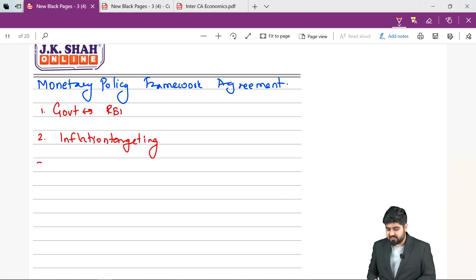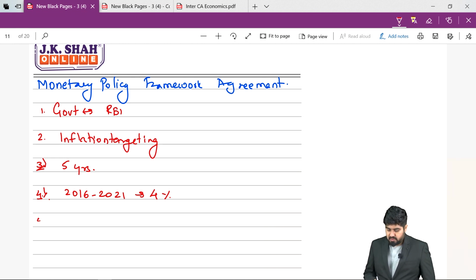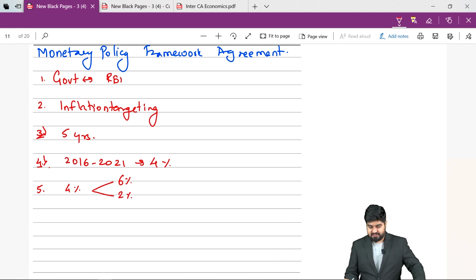Now when I say inflation targeting, the government in consultation with RBI will set inflation target for every 5 years. Started from 2016, so for 2016 to 21, the inflation target was 4% per annum. Now you are aware, and I am also aware, that an exact 4% cannot be the outcome. So what has the government done? The government has given an upper tolerable limit of 6% and a lower tolerable limit of 2%, which means inflation rate can fluctuate in between these two, but it should not cross 6% or 2%.